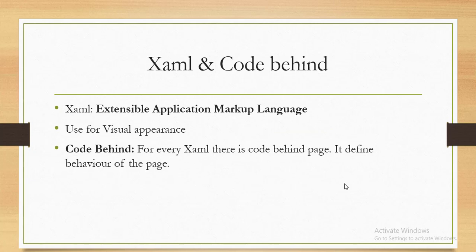So what is XAML? The XAML full form is Extensible Application Markup Language. It is used for the visual appearance, meaning what controls you want to show on the page, where they should be located and what they will look like. And the other is the code behind. Code behind is the behavior of the page, and this code behind exists for every XAML page that you add in the project. It defines the behavior of the page, what should be done when we click on the button.